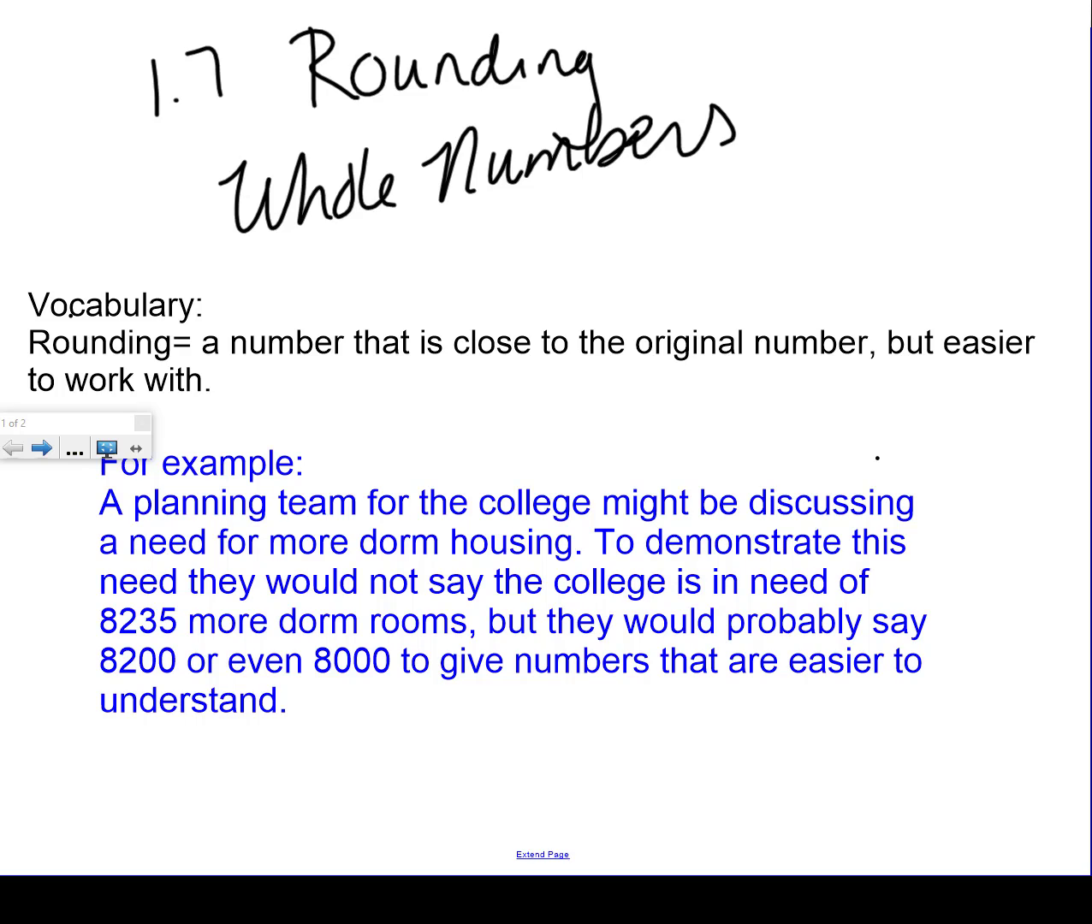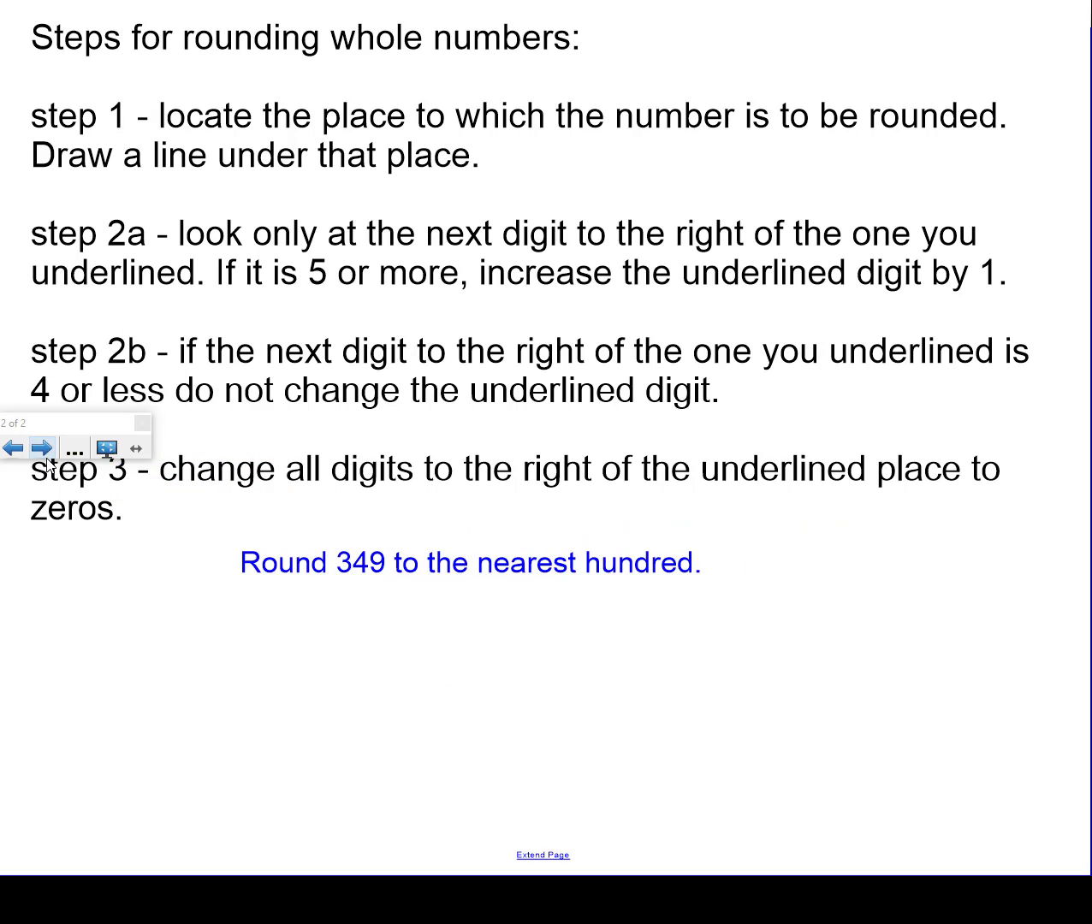All right, so our next page. Here are the steps for rounding whole numbers. Step 1 says to locate the place to which the number is to be rounded. Draw a line under that place. Step 2a says look only at the digit to the right of the one that you underlined. If it is 5 or more, meaning 5, 6, 7, 8, or 9, you want to increase your underlined digit by 1.